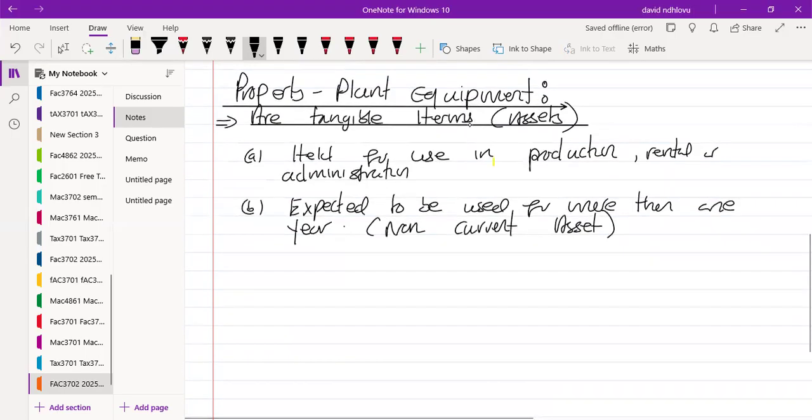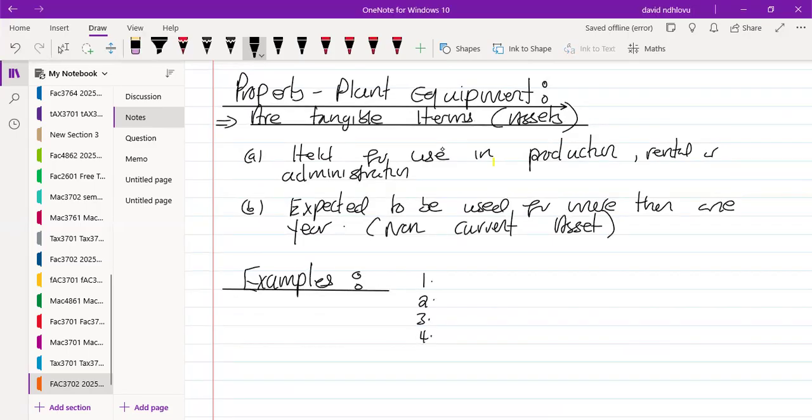What examples can we give for property, plant, and equipment, good people? What examples can we give from our prior learning? We are very quiet. Are we still there?